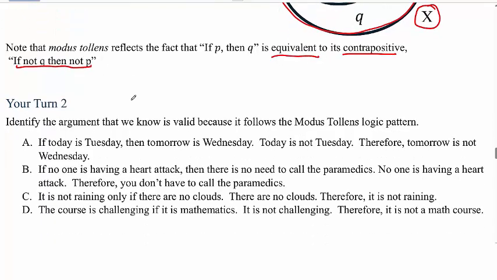Okay, so I have one for you to work. I would recommend that you pause the video and try to figure out which one of these arguments we know is valid by modus tollens. I'm not asking you to identify which is valid and which is invalid. I just really need you to identify which of these statements fits the modus tollens logic pattern. Being valid follows automatically from that. So again, please pause the video and try to rewrite each of these statements as we did in the previous example, and just see how you did. Then push play and watch the solution.